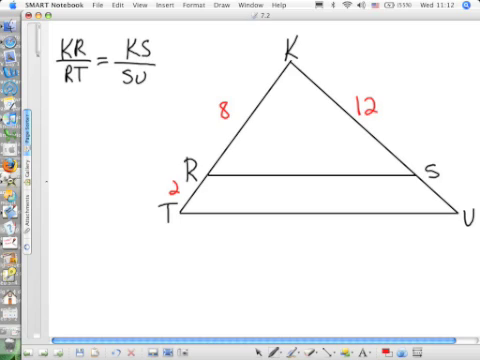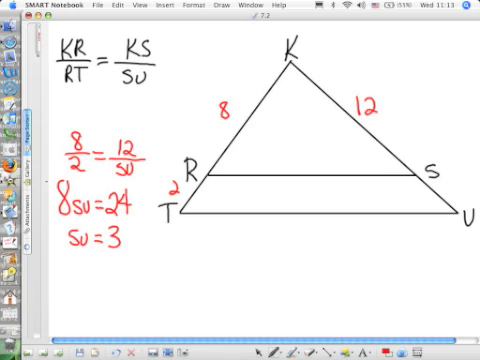Yes. Wait. We know KR, we know RT, we know KS. We're looking for SU. And KT and KT wouldn't be equal. Oh. They're a proportion. It's a ratio set equal to a ratio. So, we know that KR over RT is equal to KS over SU. So 8 times SU is equal to 24. So what is SU? 3.